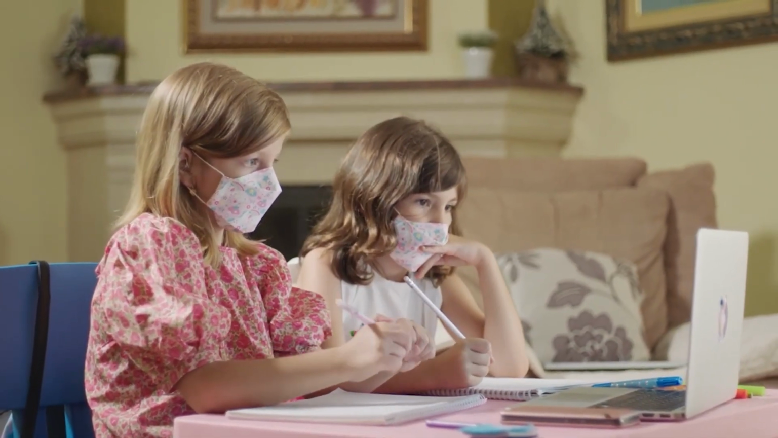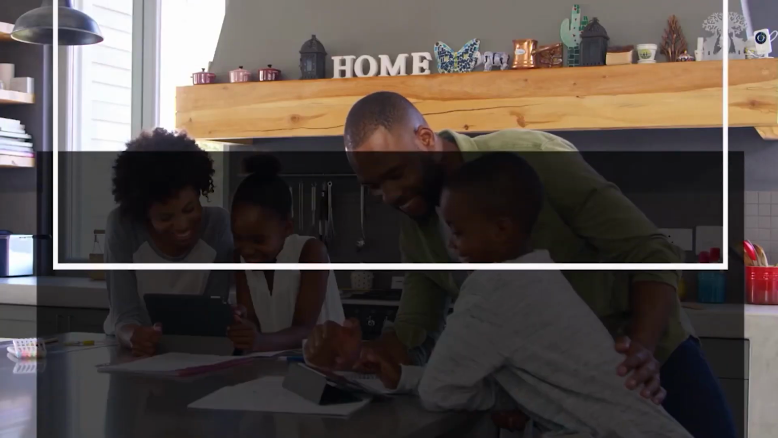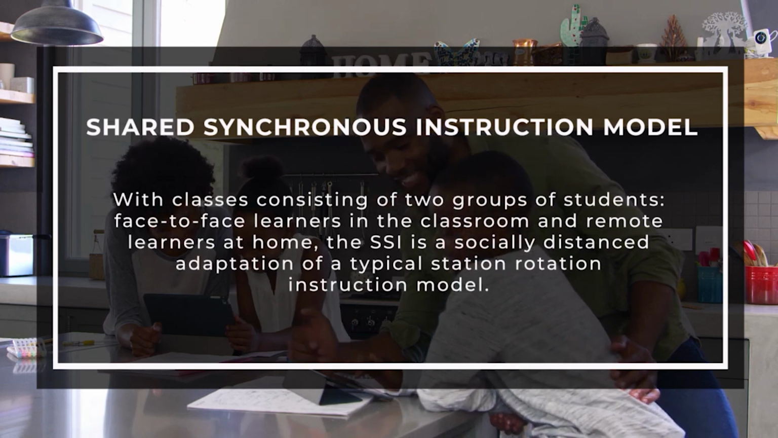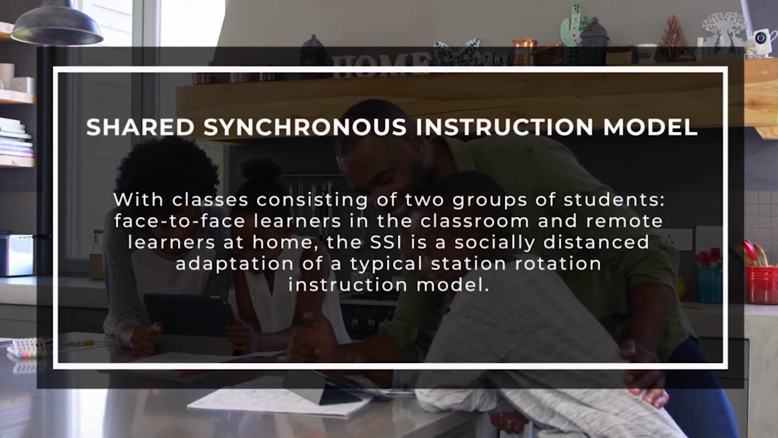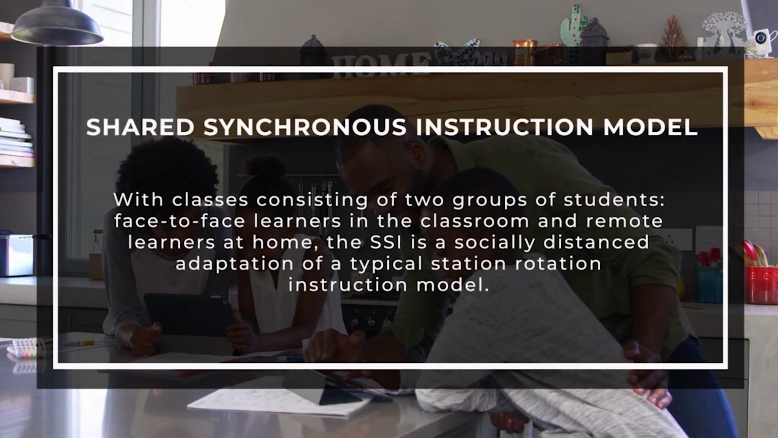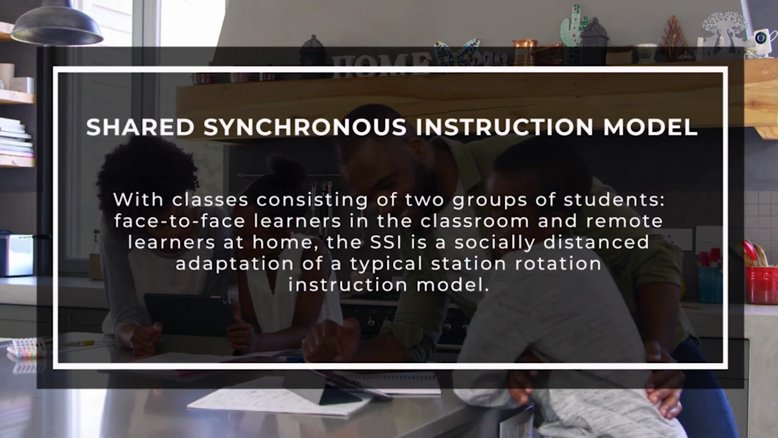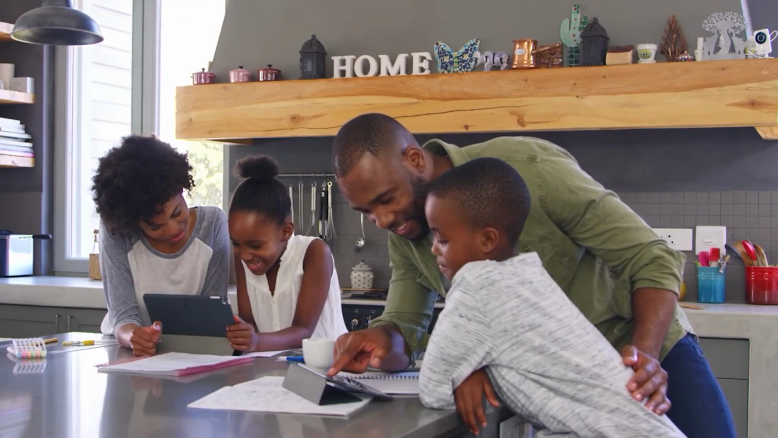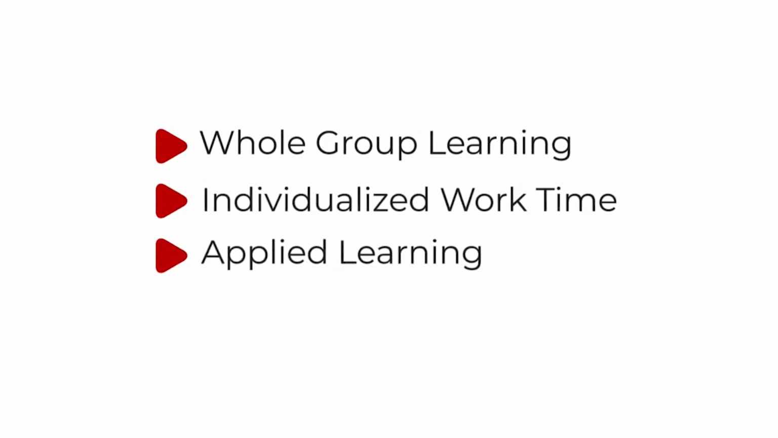At its heart, SSI is a socially distanced adaptation of a typical station rotation instruction model. By making some conscientious modifications to your in-classroom or remote learning lesson plans, you'll be able to meet the needs of all your students without having to double your workload. In SSI, you will structure your lessons to include 3 rotations, one for whole group learning, one for individualized work time, and one for applied learning.